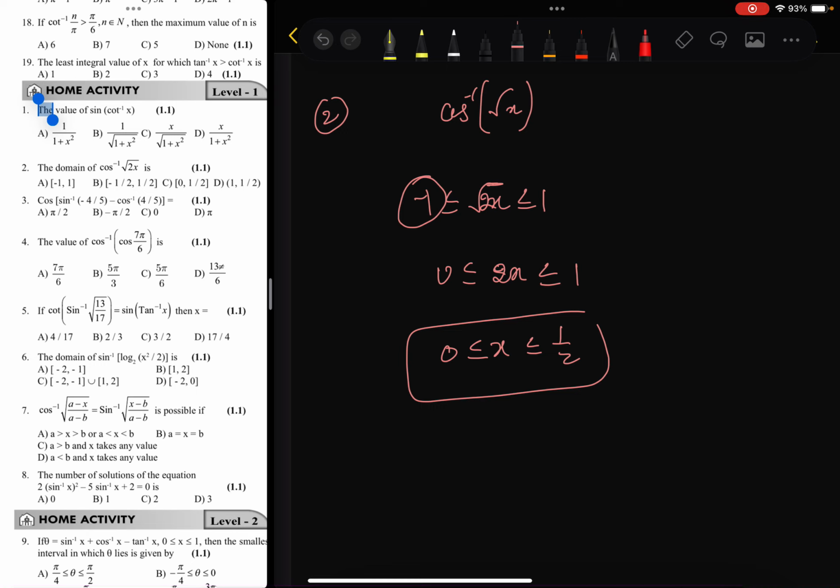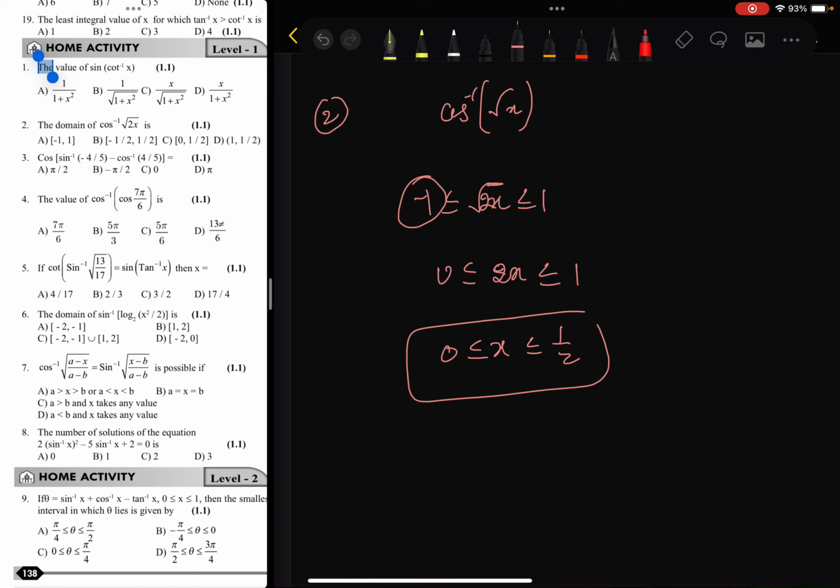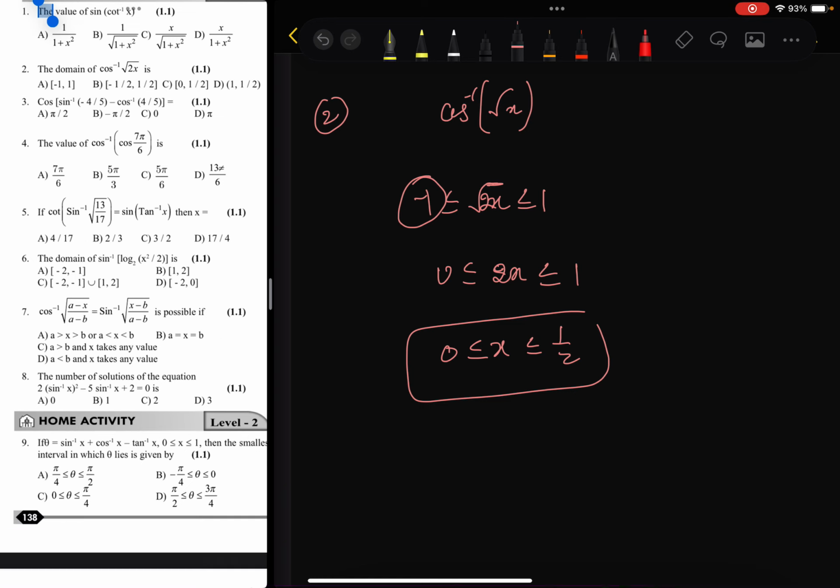Fourth is also just based on a formula. You have to use some manipulation, then you can use the formula. Third also, fourth also, fifth also. In question number 5, try to convert this sine inverse x into cot, and this tan inverse x into sine. Then you can compare both sides.